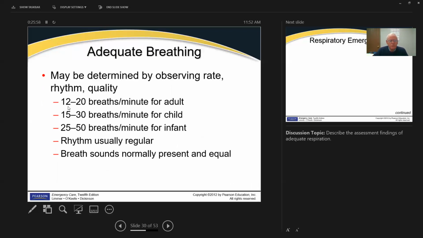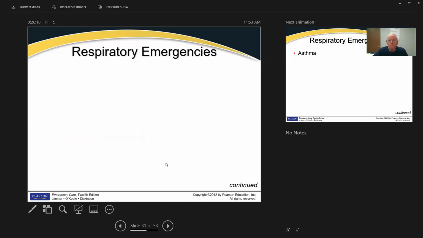Normal respiratory rates are 12 to 20 as adults. The younger we are, the faster we breathe. An infant could be breathing almost every second in some cases. And usually the rhythm is regular. The breath comes when we expect it to. And there's no funky sounds. The breath sounds are normal, and they're equal on both sides.